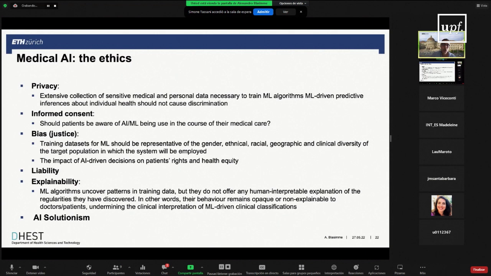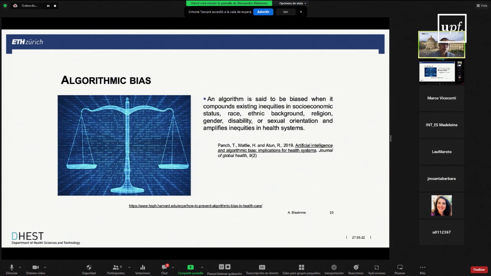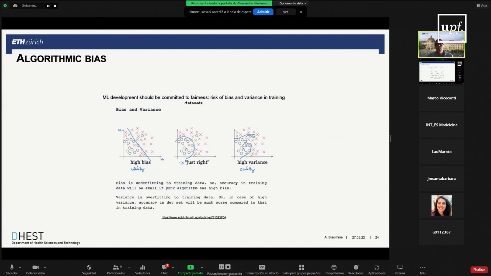As I said, there is a huge array of ethical debates going on around the use of AI for medicine, from privacy to informed consent, to biased algorithms, to issues of liability, explainability, and so on. I will focus on a subset of these issues in the interest of time. Algorithmic bias is definitely among the most hotly discussed issues. We know that the adage garbage in, garbage out also applies to the data used to train medical AI algorithms. So these algorithms, depending on the composition of training data sets, are prone to either bias, that is underfitting, or variance, that is the risk of overfitting, or the discovery of spurious correlations, of course. In both cases, the risk is that implementing AI algorithms on a large scale might actually exacerbate existing health inequalities.